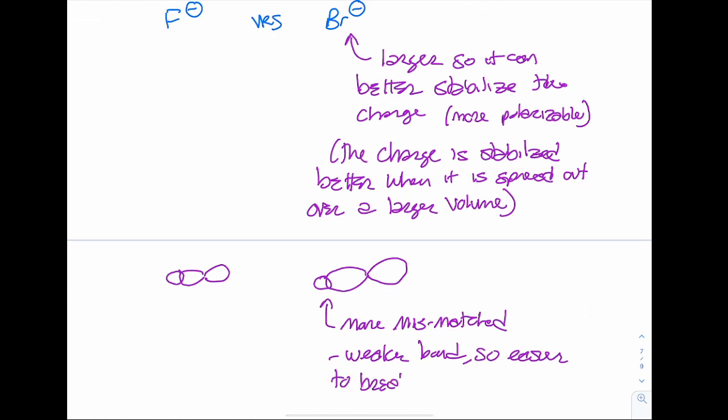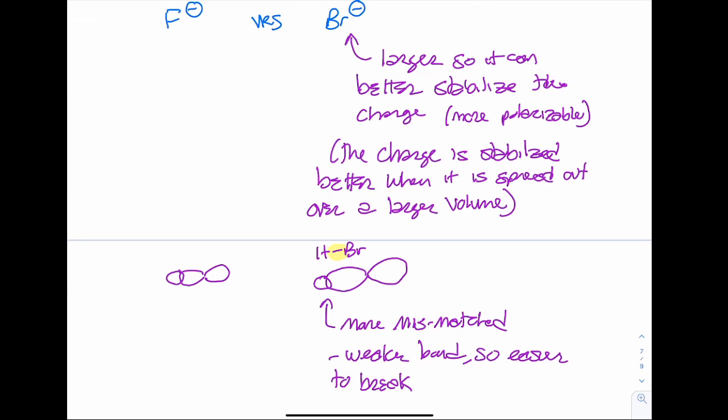This take on it isn't actually looking at the stability of the conjugate base, it's actually looking at that HA bond itself, right? I'm saying that this bond between hydrogen and bromine is weaker because the orbitals that are overlapping to form that bond aren't matched very well, right? They're not similar in size. One's a 1s, the other's a 4p. So it's easier to break that bond. And that works fine also. So I'll take either of those explanations.